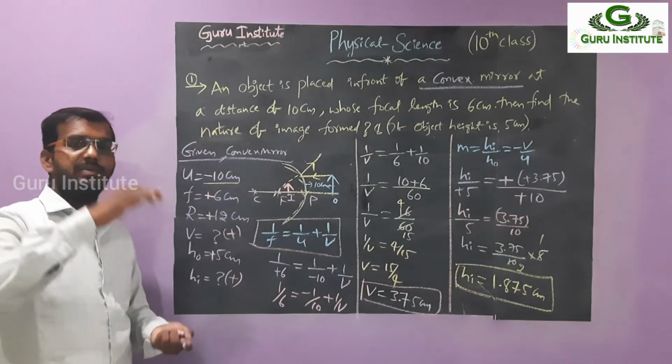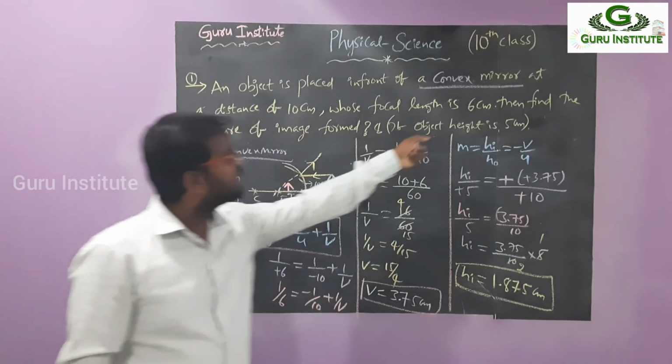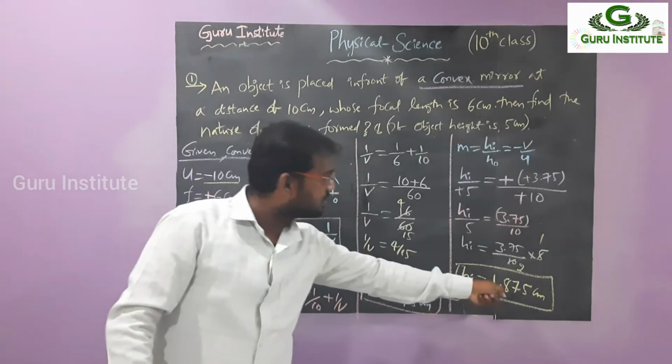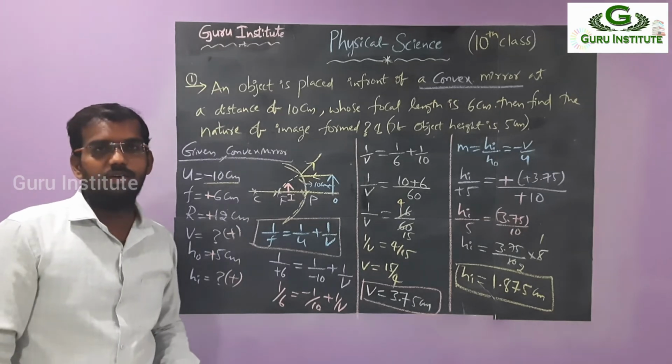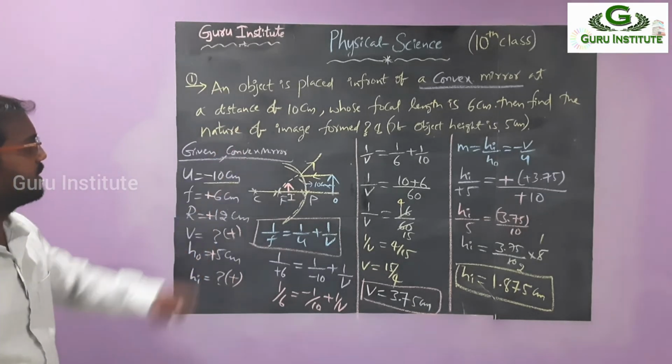So simply image is diminished, we know that. So we have to see the object. Object height is how much? 5 centimeter. So this is below 5. So you should get the positive. We are getting a positive. So this is the checking method. Are you clear?